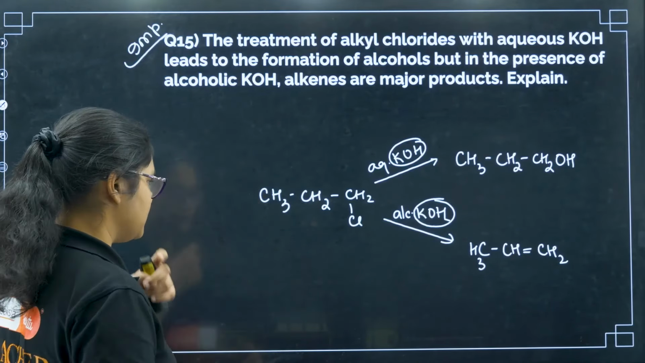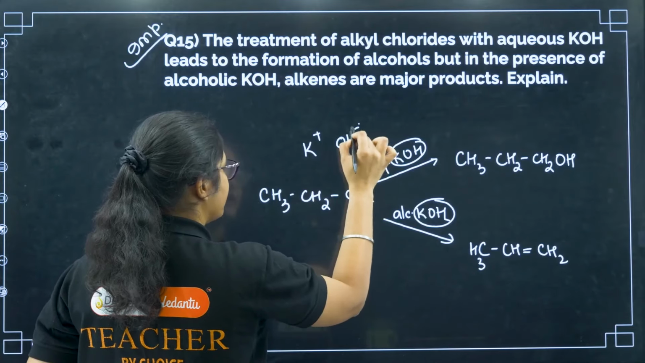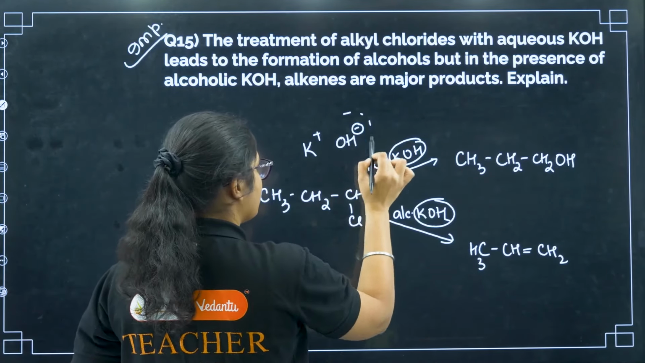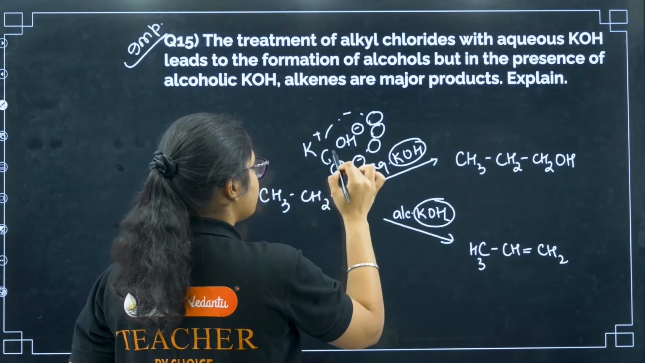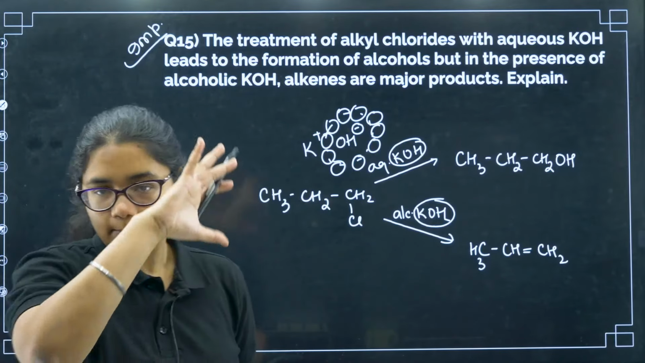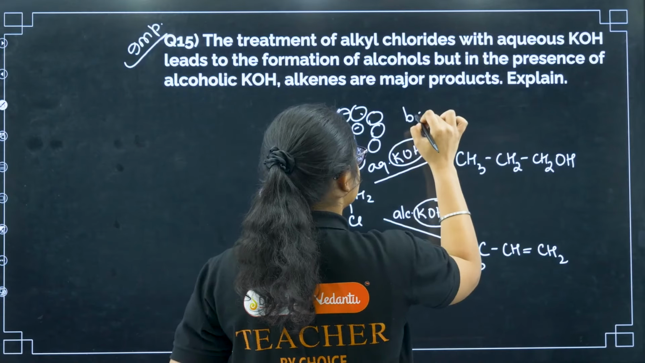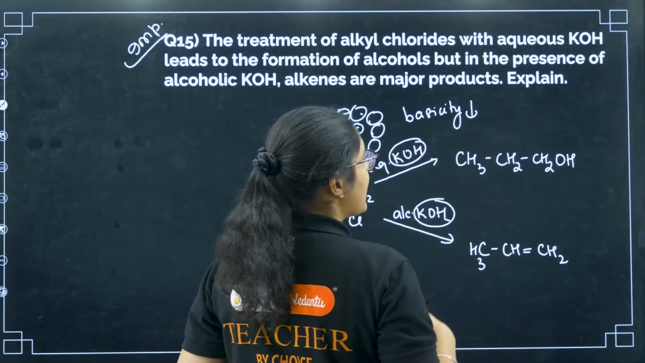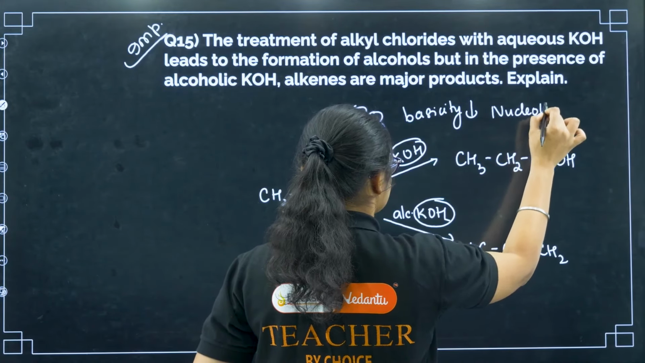So here you see, when you have taken this, it exists in the form of K plus and OH minus. Now OH minus is completely surrounded by water molecules. Due to the complete solvation or hydration, the basicity of OH minus decreases. Basicity is decreasing and it behaves as a nucleophile. It is no more a base.